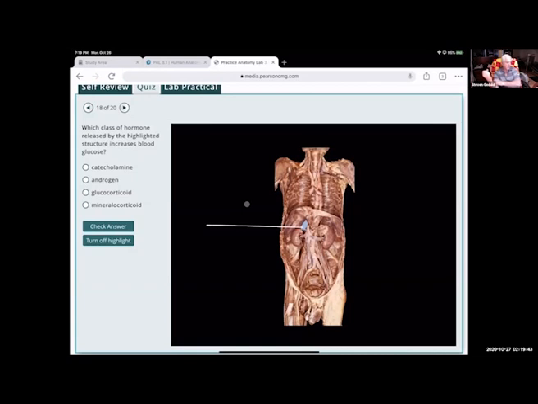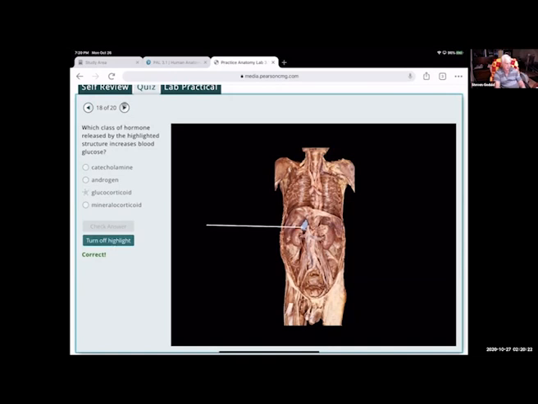It says, what class of hormone released by the highlighted structure increases blood glucose? I'm going to take a wild guess and say glucocorticoid. Glucocorticoids would increase blood glucose. Androgens are testosterone, things like that. Catecholamines are neurotransmitters. Mineralocorticoids are for water balance, and your glucocorticoids for sugar balance. That's all released by the suprarenal gland. Again, that's from the medulla area of it.